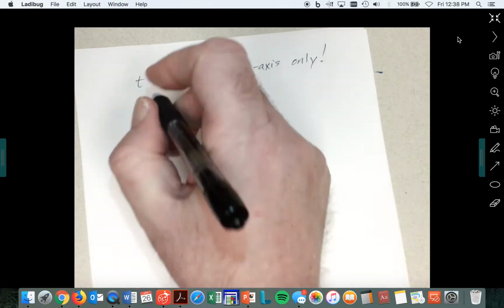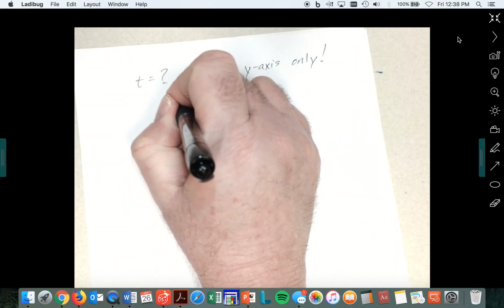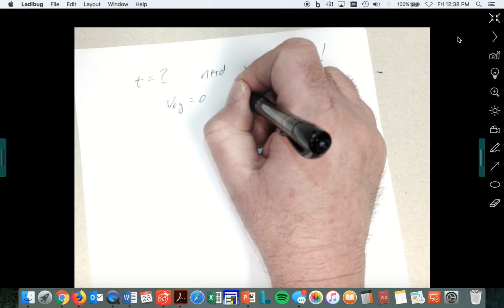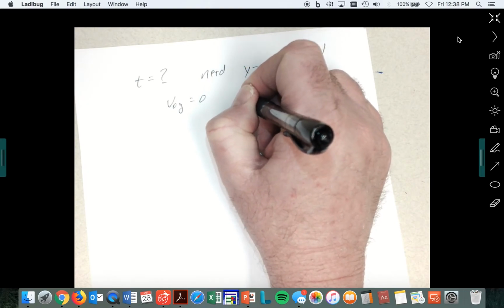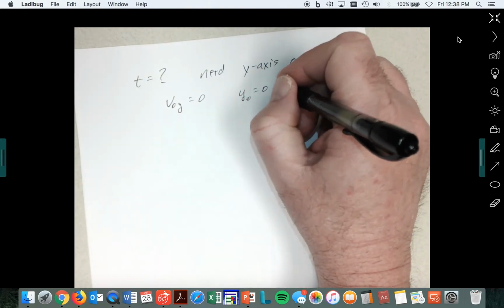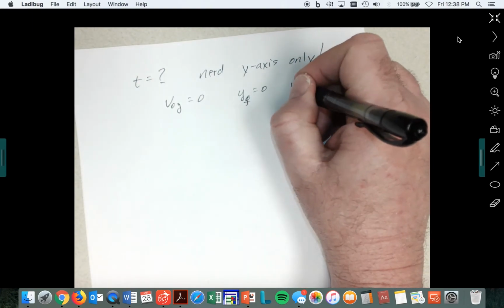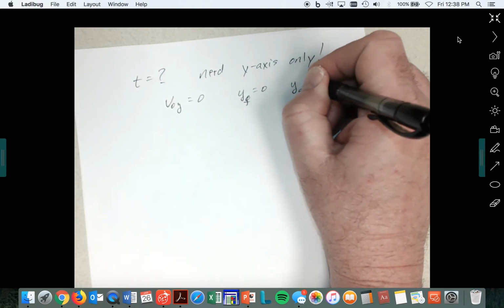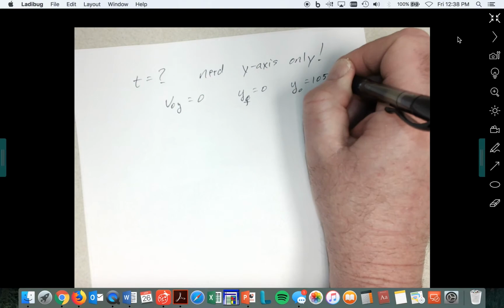All right. So things that I know in the y-axis: v naught y is equal to 0. Y final is equal to 0. Y initial is equal to 1,050 meters. Okay?